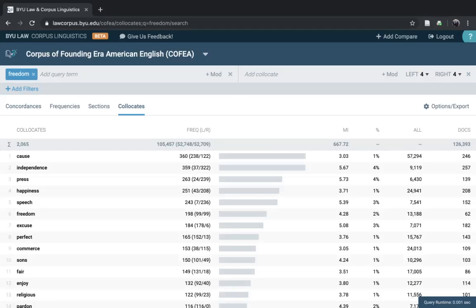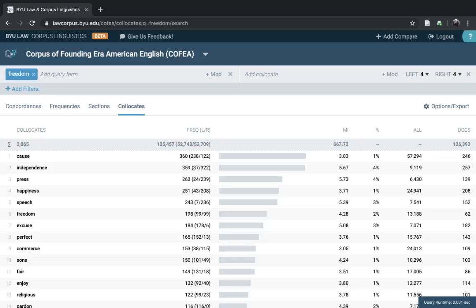So collocates can be very useful for language research. Most of the legal interpretation research using corpus linguistics thus far has focused on concordance lines. But collocate searches are also useful in many ways, including providing a snapshot for a word's meaning and also as a way to get to the most relevant concordance lines.